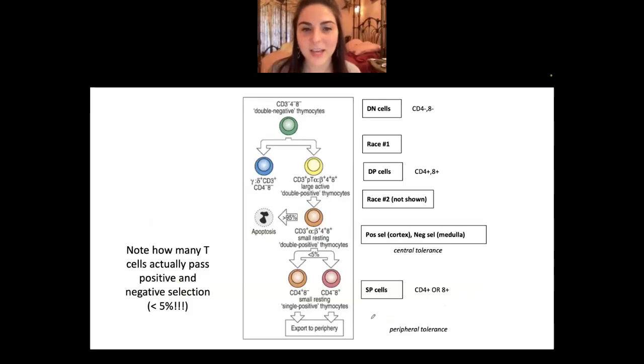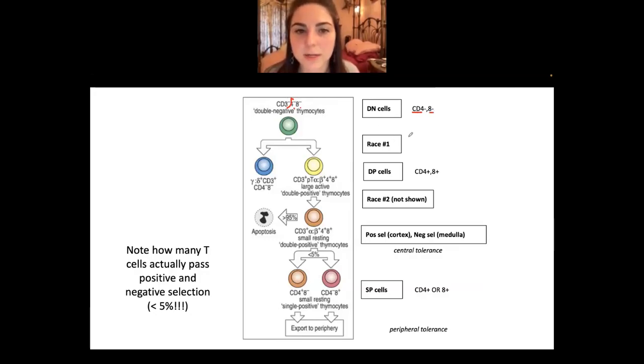Okay, so now you can follow along with what's going on in this image. We have a CD3 negative cell. This is our very first cell that we created. It's CD3 negative. It doesn't even have the T cell marker on it yet. So it's CD3 negative, CD4 negative, CD8 negative. These are your double negative cells, but they're also CD3 negative. But when they're talking about double negative, they're talking about CD4 negative and CD8 negative.